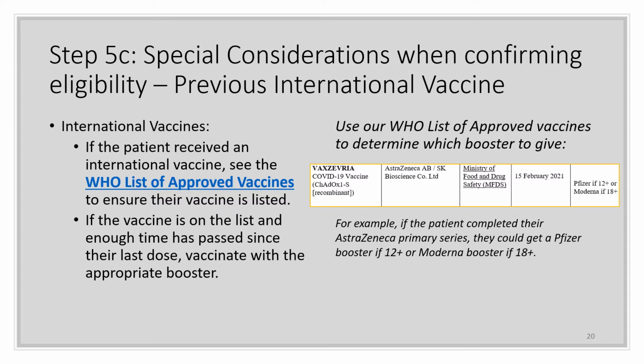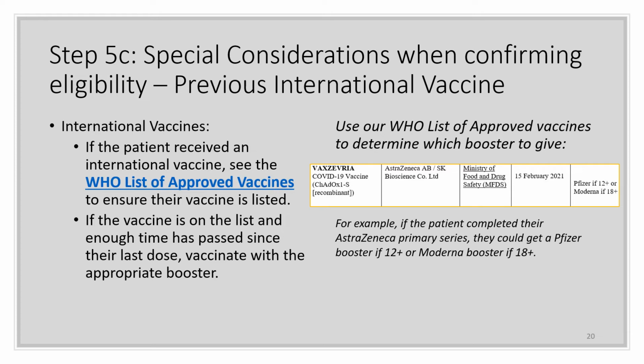If you look on the right side of this slide, you will see an example of a row in our World Health Organization approved vaccination list. In this example, the patient completed their AstraZeneca primary series, and now they are eligible to get an age-appropriate mRNA booster. So the patient is eligible for a Pfizer or a Moderna booster because this vaccine is listed on our WHO list of approved vaccines.